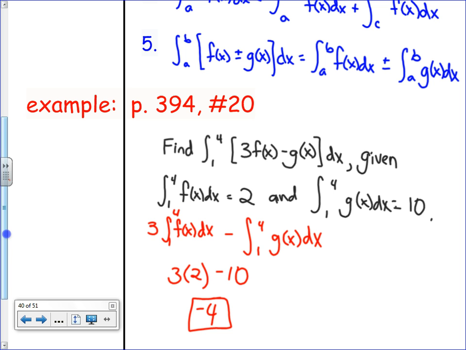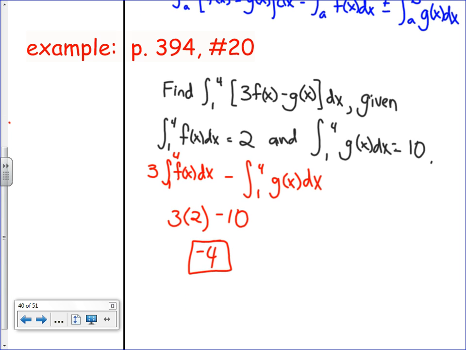We're just seeing if you understand the book. It's kind of scary. Anyway, you can use your properties. Negative 4. Make sense? Moving on.